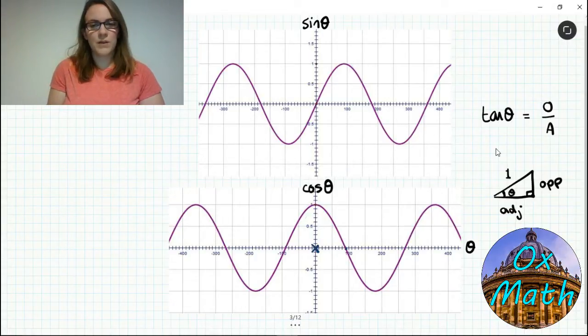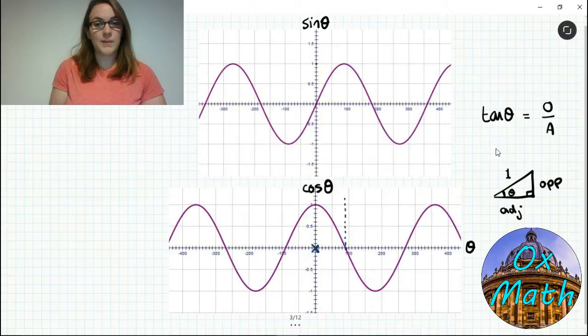So hopefully you know a little bit about graphs and you understand the meaning of an asymptote, but we actually have an asymptote at 90 degrees. Because you cannot divide by 0, tan of the angle, which is opposite over adjacent, when the adjacent is 0 long, you cannot divide by 0. So what would happen between those two points?